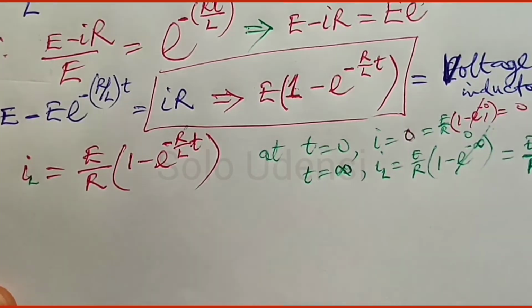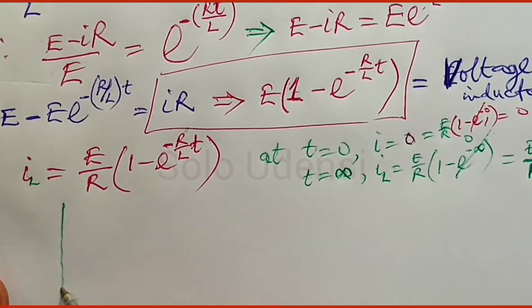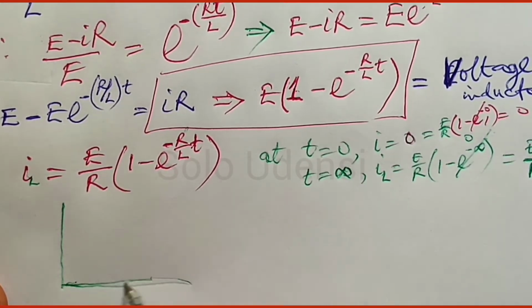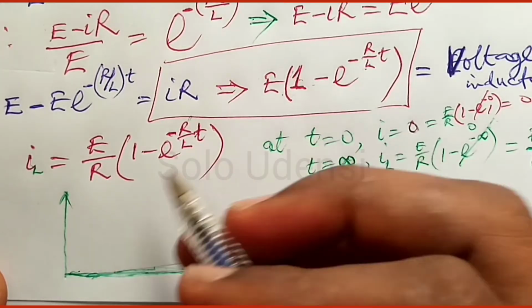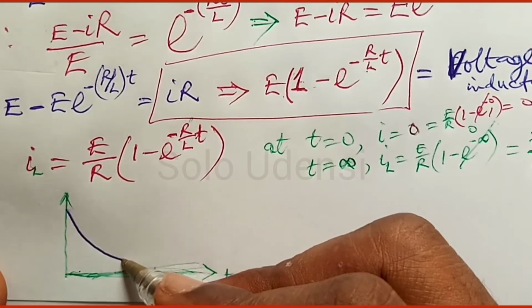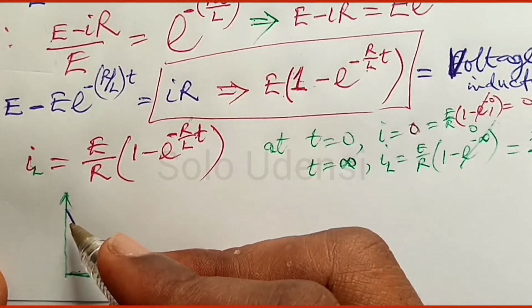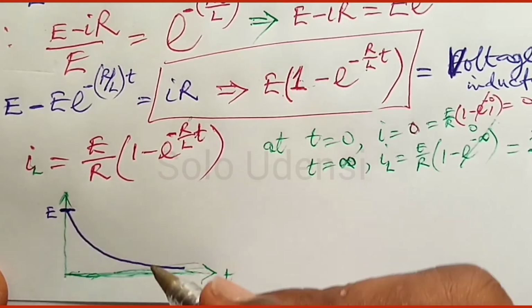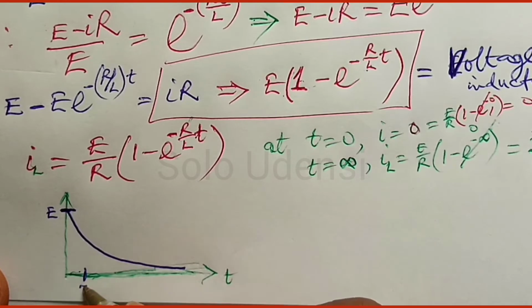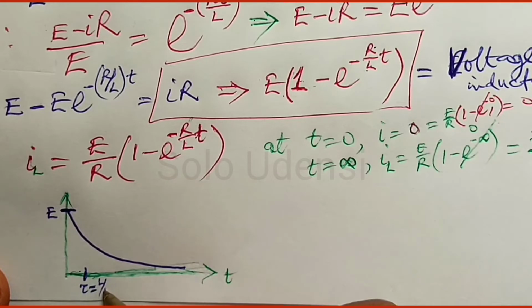That means that if we plot a graph of V against time, it will decay exponentially like this, starting from E and going down. This is tau, the time constant. Time constant for an inductor is L over R. Tau.